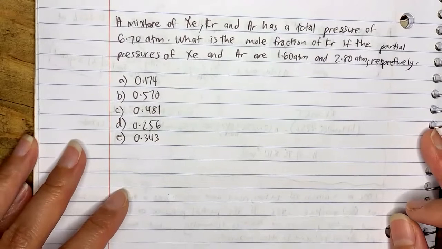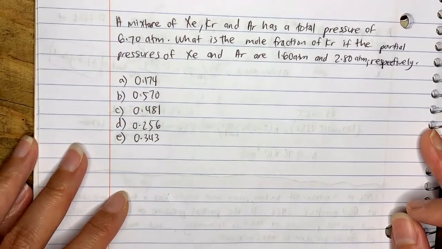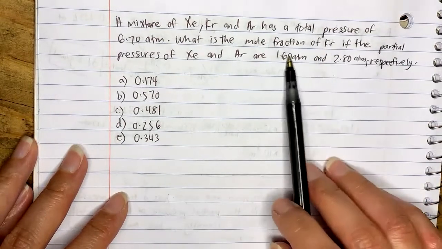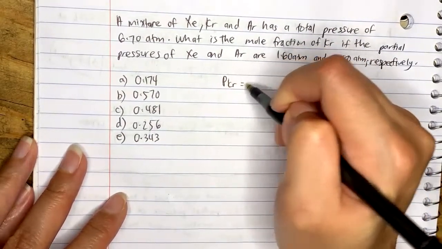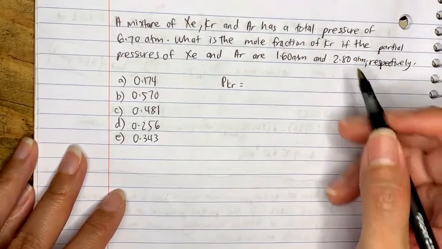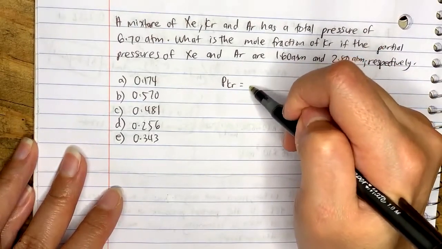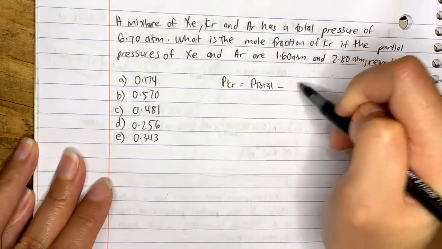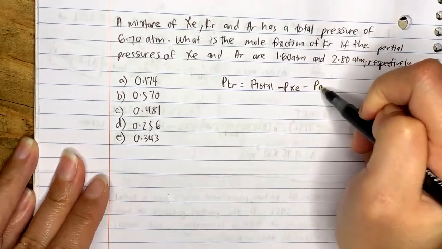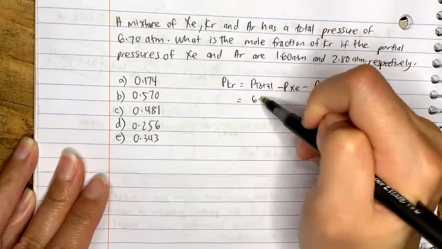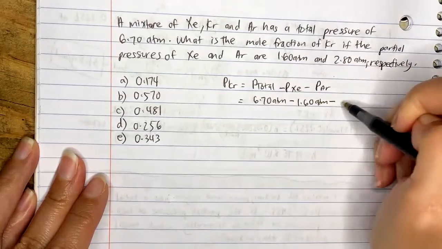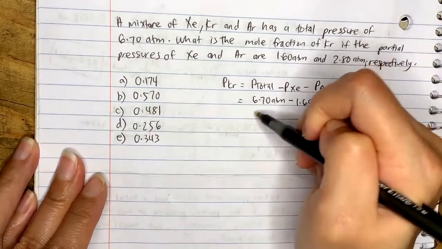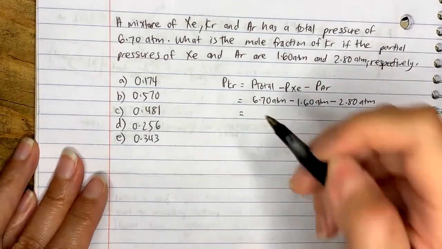Anyway, so we got this here. We want to get the pressure of krypton first. So the pressure of krypton is the total pressure minus P of xenon and P of argon, which is 6.70 atm minus 1.60 atm minus 2.80 atm. And this will give me 2.30.